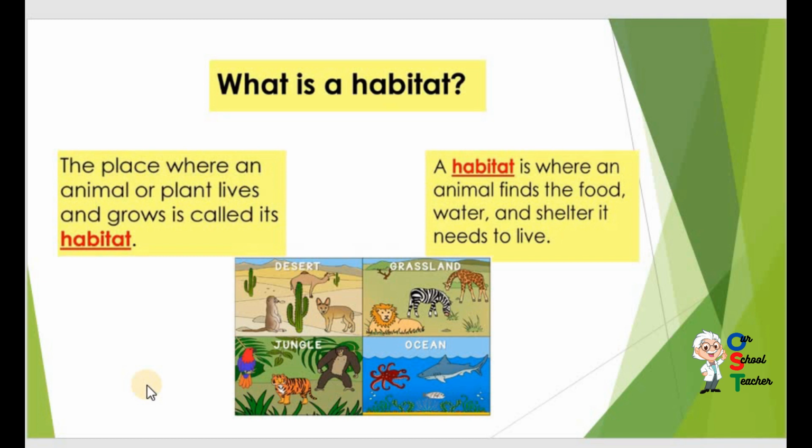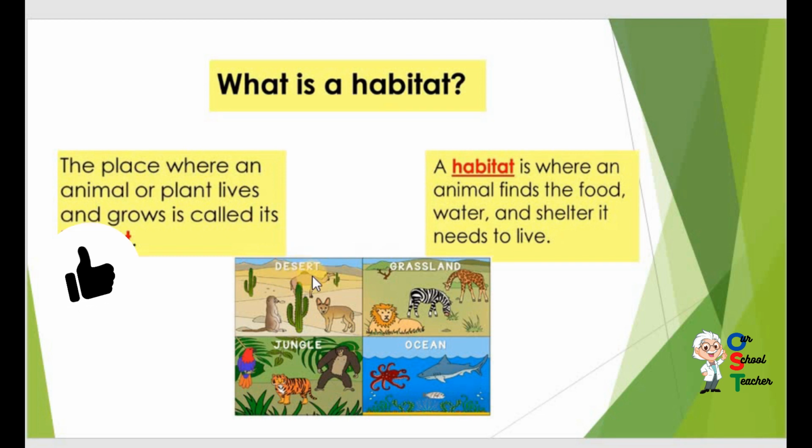First of all, I would like to tell you what is a habitat. The place where an animal or plant lives and grows is called its habitat. A habitat is where an animal finds the food, water, and shelter it needs to live, because all living things need food, water, and shelter. So where it can find them becomes its habitat.